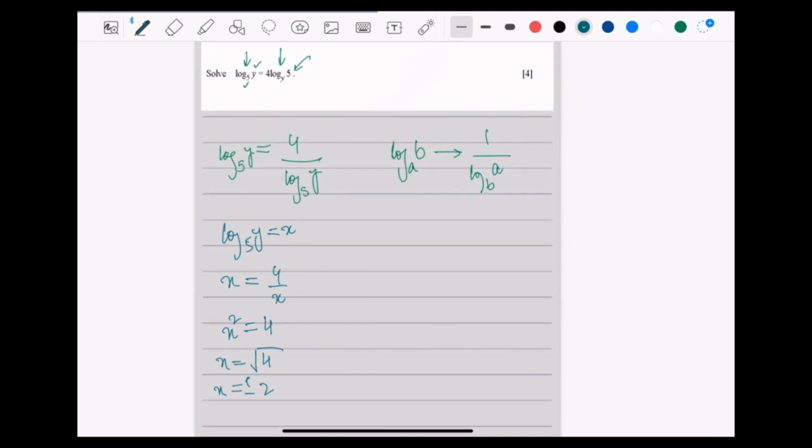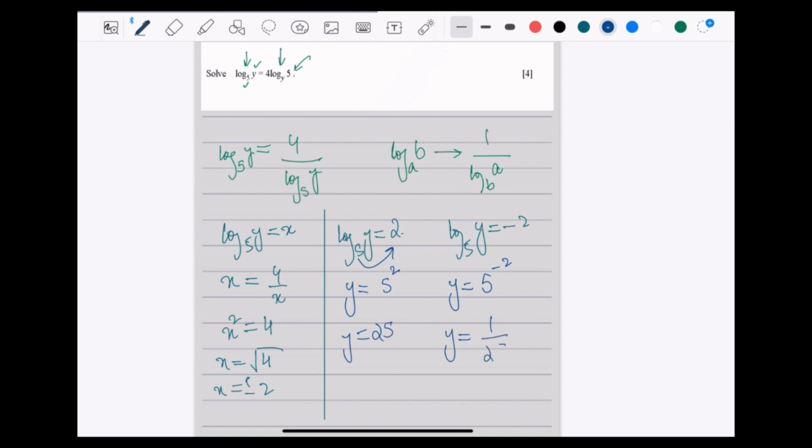Now since we had taken a substitution, x is 2 or minus 2. So log 5 of y equals 2, or log 5 of y equals negative 2. Taking the anti-log on both sides will give you y equals 5 squared, and y equals 5 to the power negative 2. y equals 25 and y equals 1 over 25.